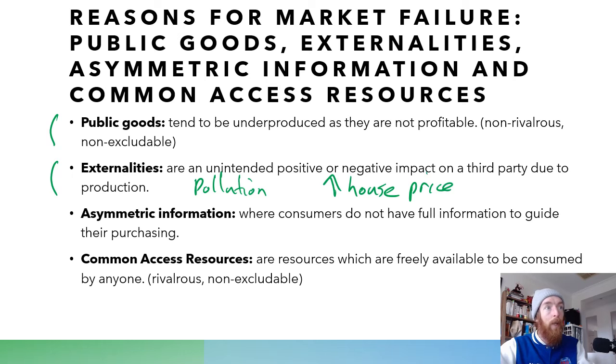Asymmetric information is when consumers do not have the full information to guide their purchasing. So this is where we fix it with health warnings, etc. I always think of secondhand car salesmen with this because they sometimes have more information about the car than the consumer and trick them into buying it.